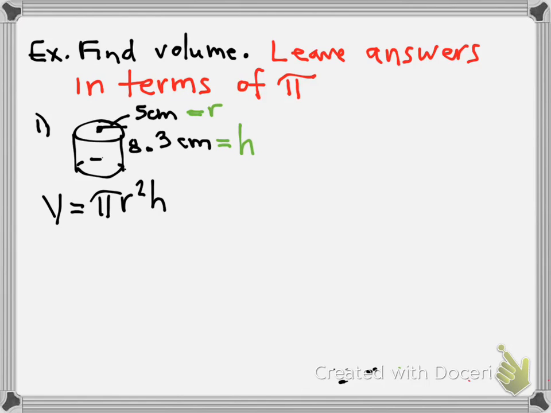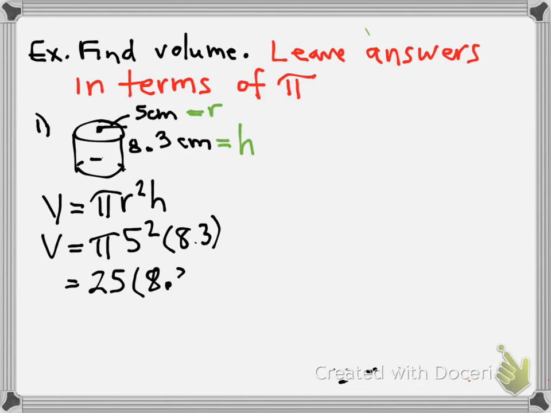Okay. So notice what we're going to do. We're going to take that 5 centimeters and we're going to multiply it by 5 centimeters. So that's centimeters and centimeters. And then we're going to multiply that by 8.3 centimeters. So now we have centimeters, centimeters, centimeters. So we're always going to have 3 of the same label. So we plug numbers in and we solve. So we have pi 5 squared times 8.3. So we have 25, that's 5 squared. We're going to multiply that by 8.3, and then we're going to leave pi at the end.